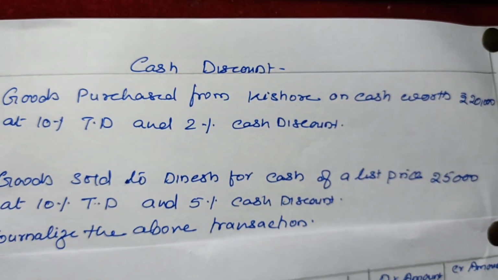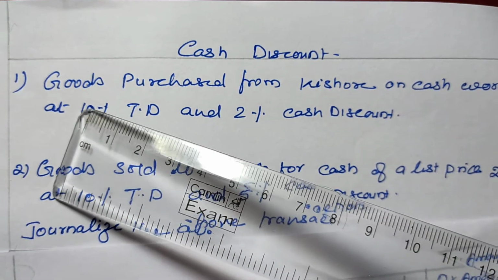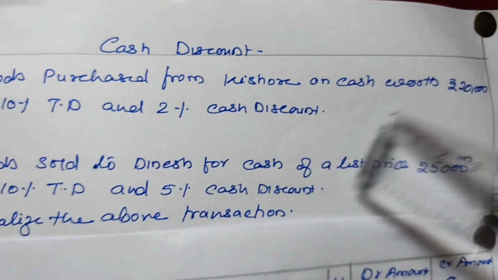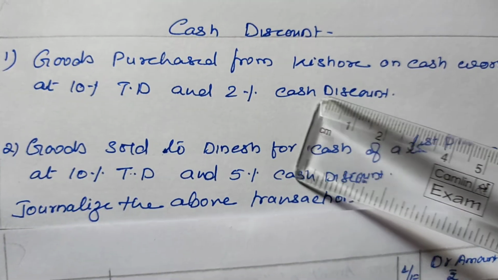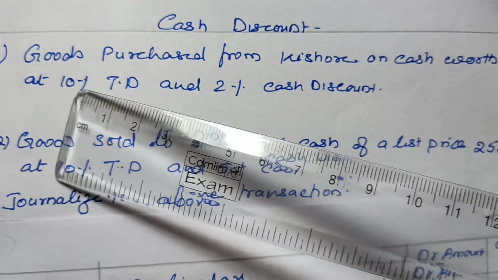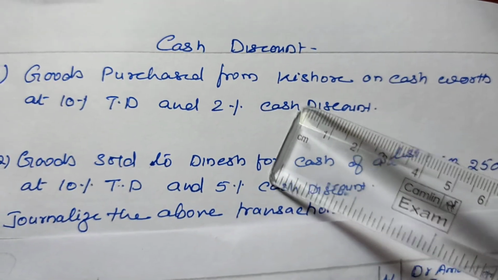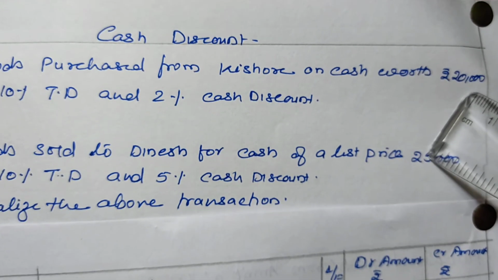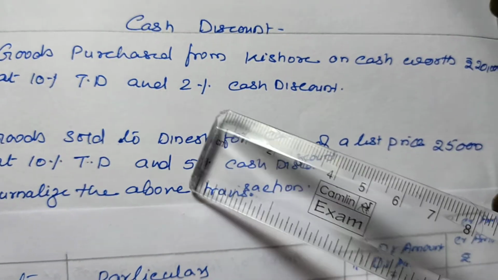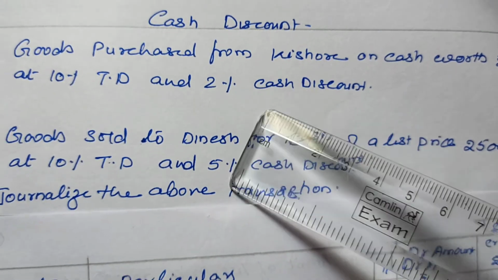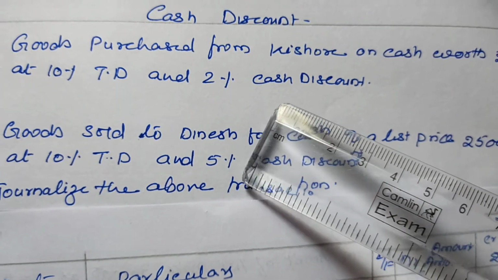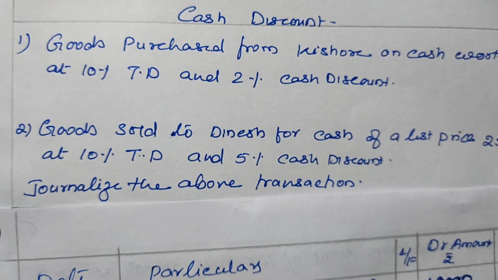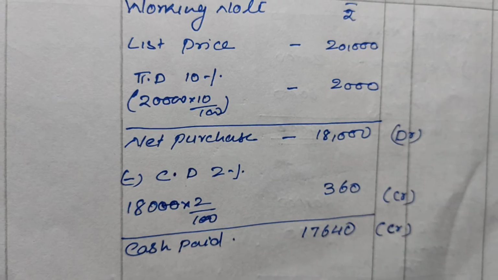First we'll solve purchases. Here it is given: goods purchased from Kishore on cash worth rupees 20,000 at 10% TD and 2% CD. TD means trade discount, CD is cash discount. So here we are purchasing goods worth rupees 20,000, with trade discount and cash discount given. First we'll prepare the working note, and then we will do the journal entry. First we have to deduct the trade discount, then we will deduct the cash discount.